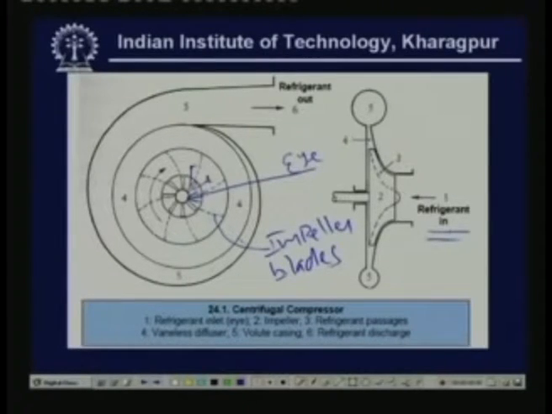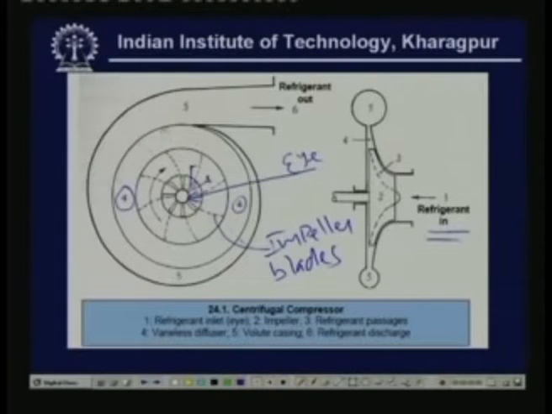So the refrigerant flows through the passages provided by these impeller blades, and these impeller blades will be rotating at very high speed, as a result of which momentum will be imparted to the refrigerant when it comes in contact with the impeller blades. So from the impeller it enters into a region called diffuser, that is 4. In the diffuser, conversion of velocity pressure into static pressure takes place, as a result of which its velocity reduces and the refrigerant pressure increases.